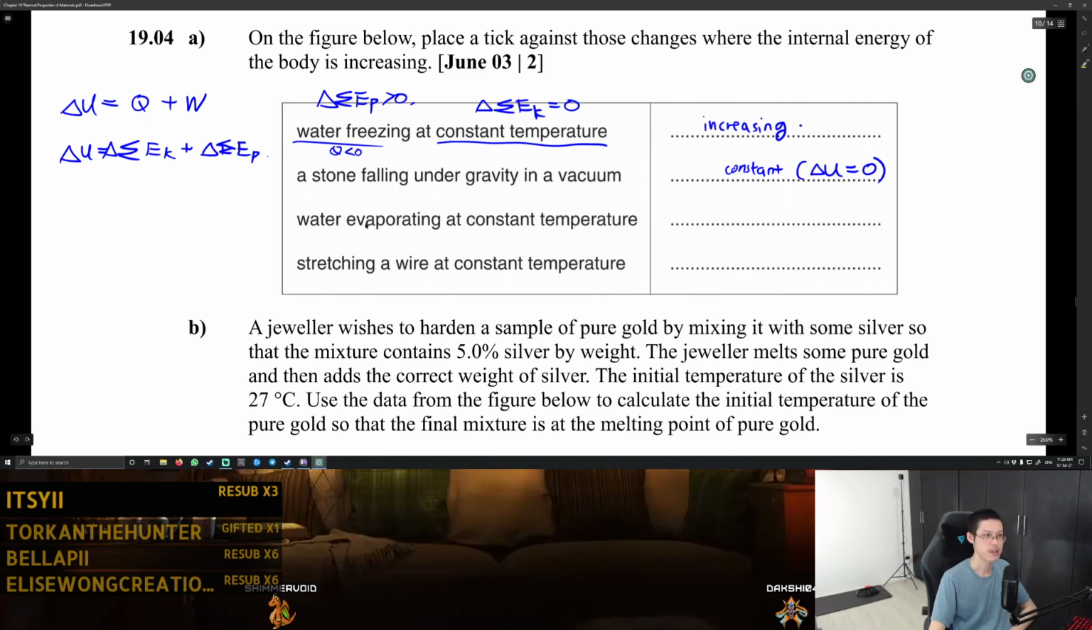Next up, we have water evaporating at constant temperature. So constant temperature, again, means your change in this guy is 0. And your water is evaporating, so water evaporating means you're going from liquid to gas. For gas, the average separation is much further than liquid. So the change in EP should be positive as well. Therefore, this should be increasing.